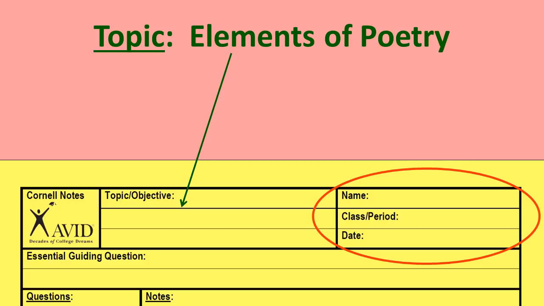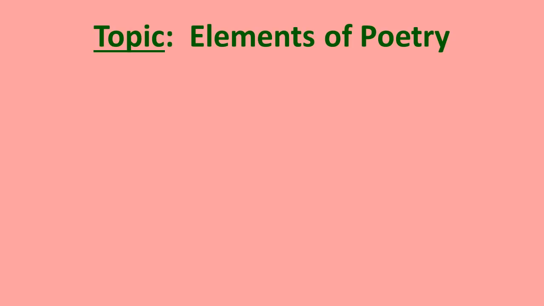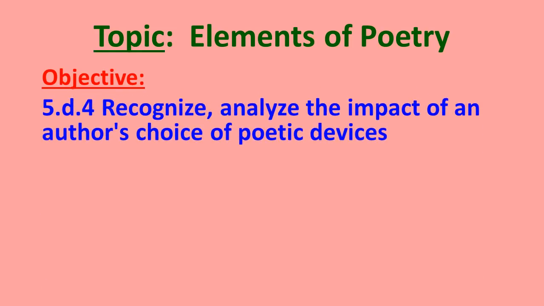Now let's take a look at today's objective. You don't need to write down the objective, just be aware of what it is. Today's objective is that we want to be able to recognize and analyze the impact of an author's choice of poetic devices, and there are a lot of devices to talk about. Now that we know that, we're ready to look at our essential guiding question.